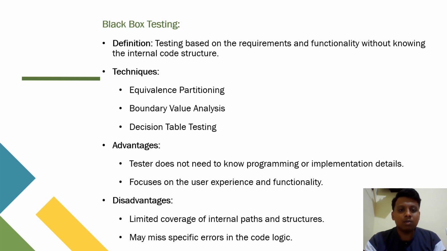Next is black box testing. This is one of the important testing types. It is testing based on requirements and functionality without knowing the internal code structure. Techniques involve equivalence partitioning, boundary value analysis, decision table testing. Advantages: the tester does not need to know the programming or implementation details. Focuses on user experience and functionality. Disadvantage: limited coverage of internal paths and structure. May miss specific errors in code logic.